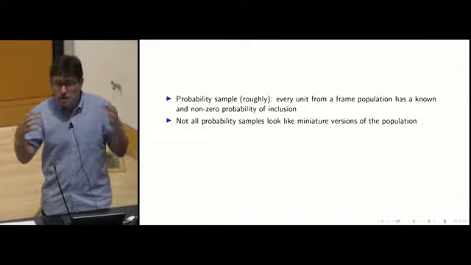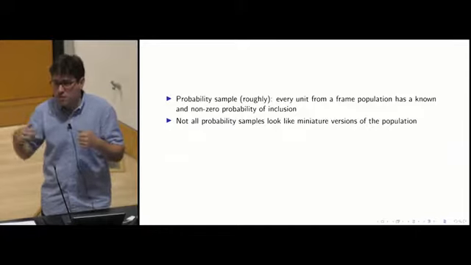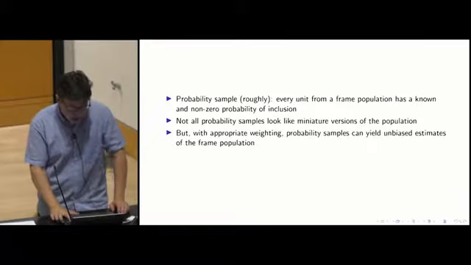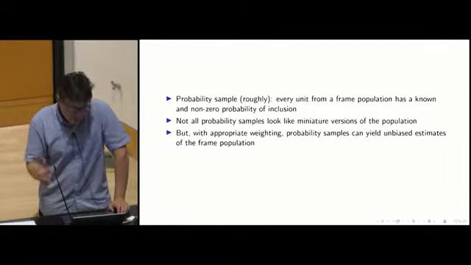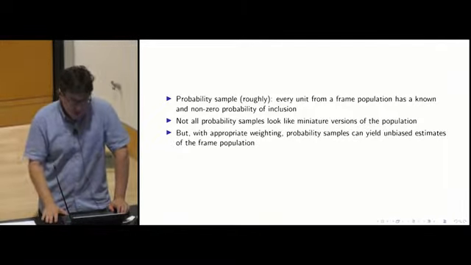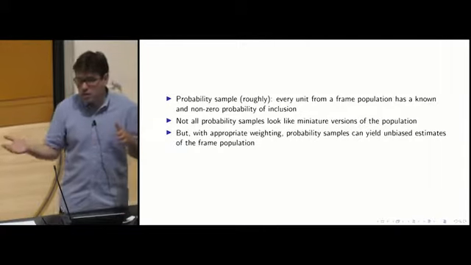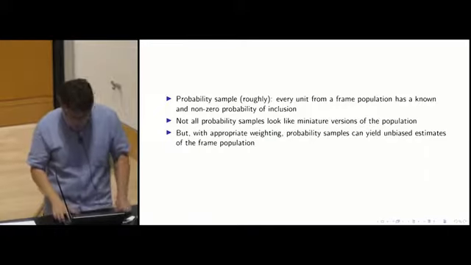If the sample does not look like the population, though, then you have to do some adjustments when you make estimates, to do weighting to account for that. So with appropriate weighting, probability samples can yield unbiased estimates of the frame population, not necessarily of the target population. Those are two different things.